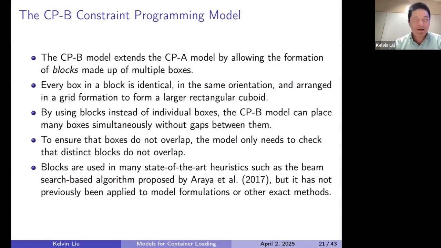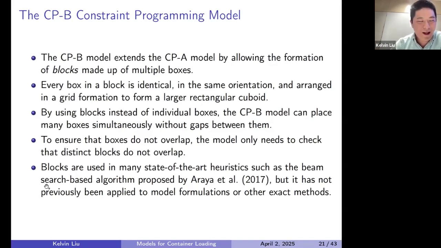By using blocks, we're able to position many boxes of the same type simultaneously, and there are no gaps between them since they're all packed tightly. To ensure that boxes do not overlap, we only need to check that distinct blocks do not overlap, because boxes in the same block will automatically be non-overlapping because of the grid formation. All we have to check is that two boxes in different blocks do not overlap, but that's the same thing as checking that different blocks do not overlap.